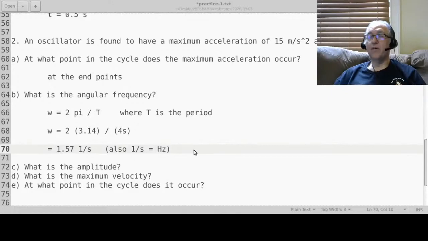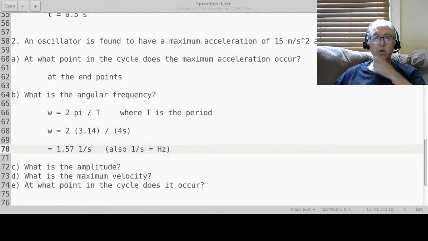I don't know if anyone listens to car radio anymore, but if you're on FM, you'll see that it says like 88.8 megahertz, and that's again a measure of frequency. So you should know that 1/seconds is equal to hertz, and that answers the question. The angular frequency is 1.57 hertz.